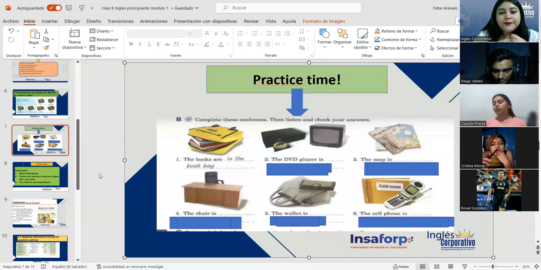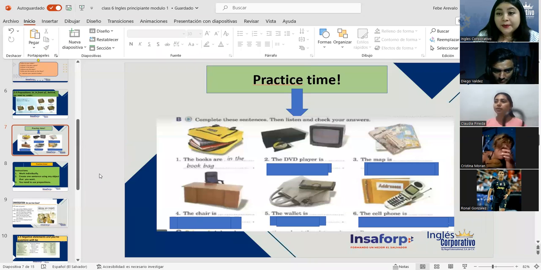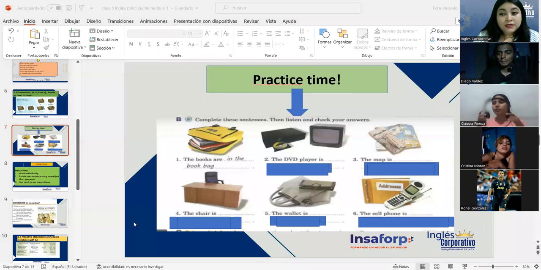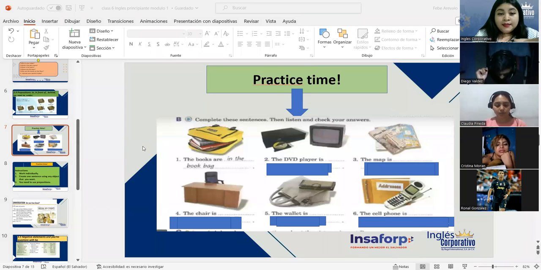Okay, there you go. Now you can see the PowerPoint, right? Now we can see the PowerPoint. Yes. Excellent. Okay, so let's go with this practice. It says complete these sentences, all right? We'll stay with the instruction because we're not going to listen to any listening. It says complete these sentences.